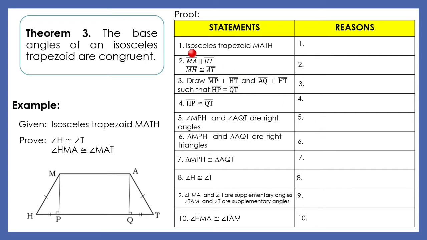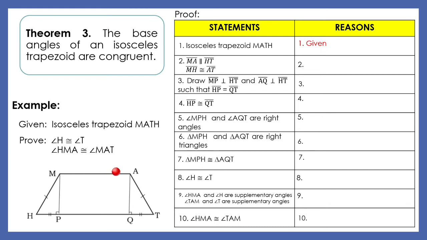For statement number 1, we have isosceles trapezoid MATH. So, our reason is this is given. For statement number 2, we have line segment MA is parallel to line segment HT. At saka, line segment MH is congruent to line segment AT.